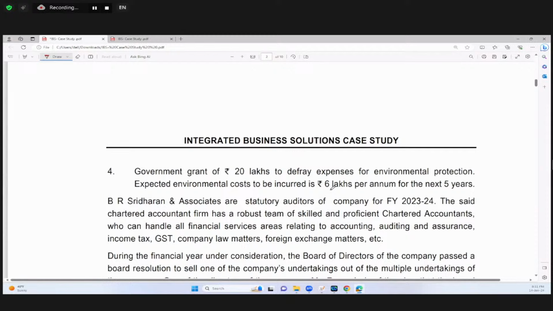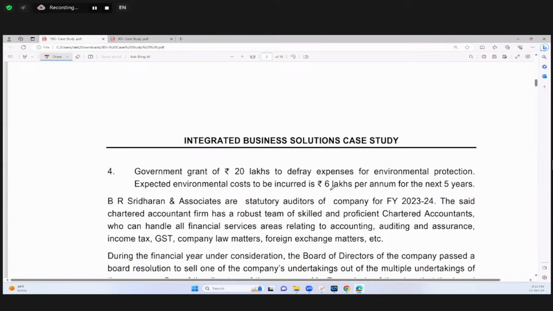So in this case, there are two things to see. First is whether the grant is received beforehand or whether the promise to receive is certain. If the promise to receive is certain, in both situations you have to do accrual accounting, and on the basis of accrual accounting, this whole 20 lakh will be considered as government grant and deferred income. Out of that deferred income, like we did in the second part, a certain portion will be recognized every year in your statement of profit and loss.